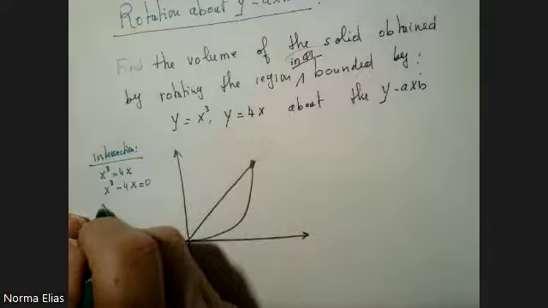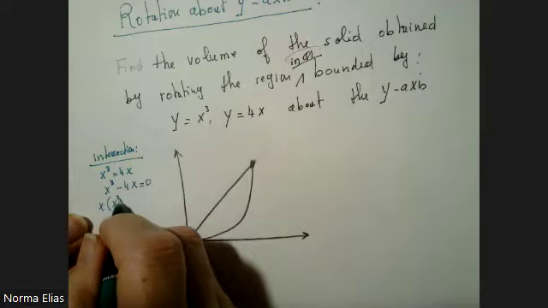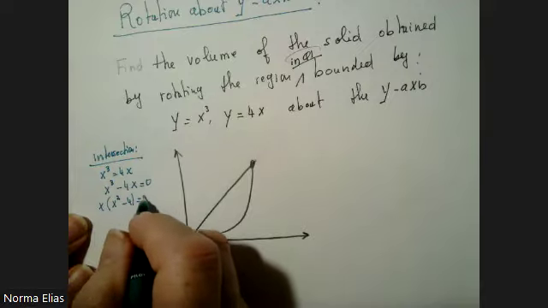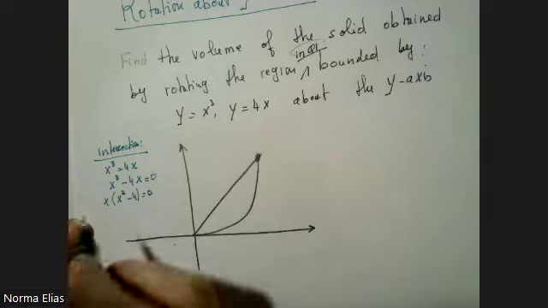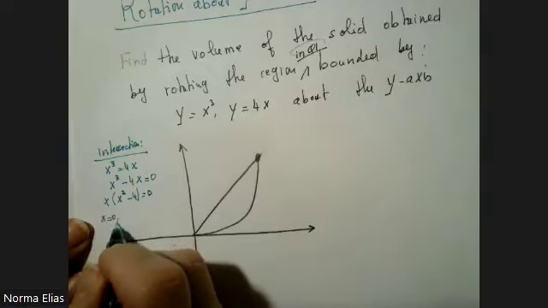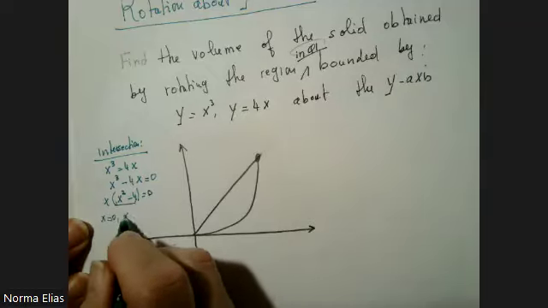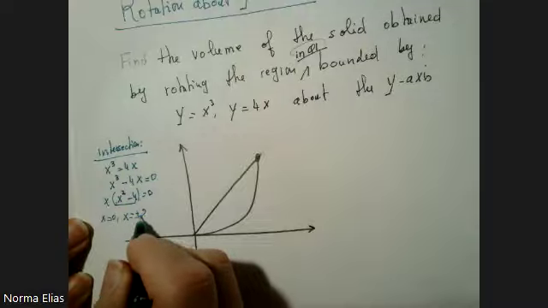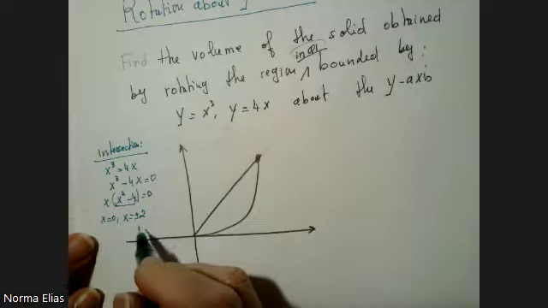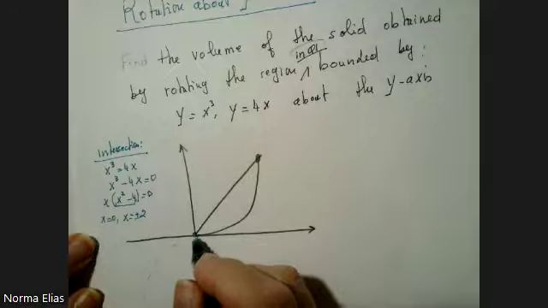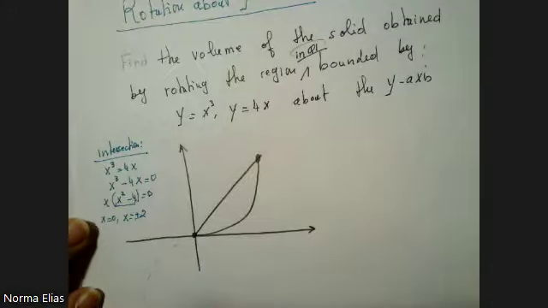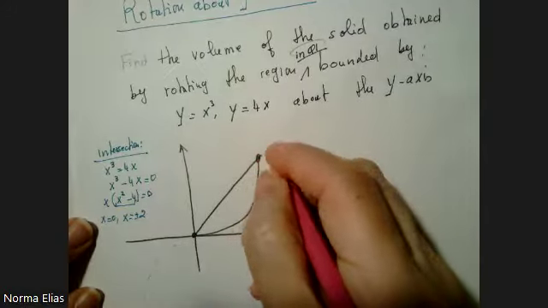I factor out my x. I will get x squared minus 4 equal to 0. I solve x equal to 0, and this will give me x equal plus or minus 2. Now, of course, I'm not interested in the minus 2, so I only want the positive solution. So this gives me that this is 2.